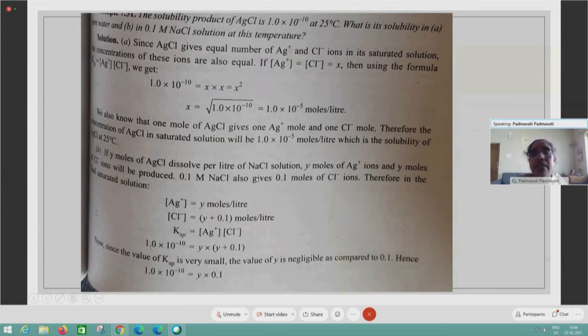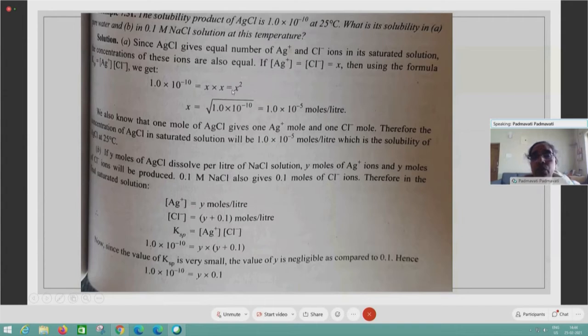We add sodium chloride. Silver chloride has Cl minus ion. Sodium chloride has chloride ion, which is in common. So when you add sodium chloride to silver chloride, what is the decrease in solubility? That can be observed from the solubility product in your theoretical calculations. So here we have the solubility of silver chloride, solubility product is given as 1 into 10 to the power minus 10 at 25 degrees centigrade.